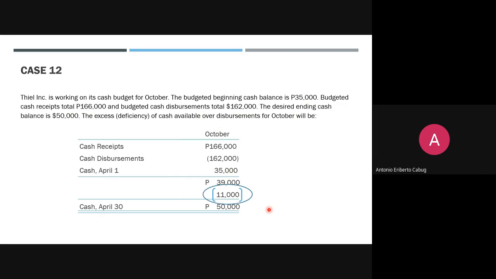Yeah, you may answer negative 11K. Yeah, you may answer negative 11 deficiency. You can put it in a parenthesis. I will be clear when it comes to the actual examination. Sa actual examination, I'll be clear about that.